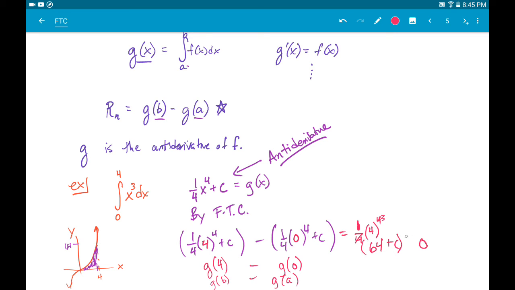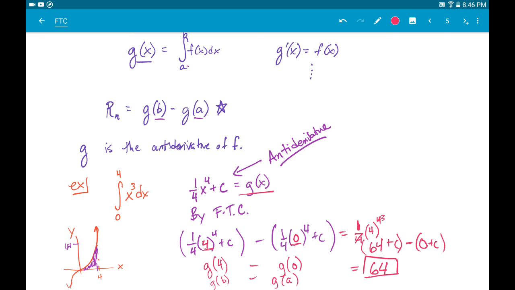And people always worry about these plus c's. We've had some discussion about them. But when you plug in this 4 and you plug in this 0, these c's represent the same function, this antiderivative function that we're calling g of x. And so the c's actually cancel. The c minus this c represents some actual value. They cancel, and with definite integrals, they're always going to cancel. And so we really just care about the numeric value. And what I have here is 64 minus 0. So the answer is 64.